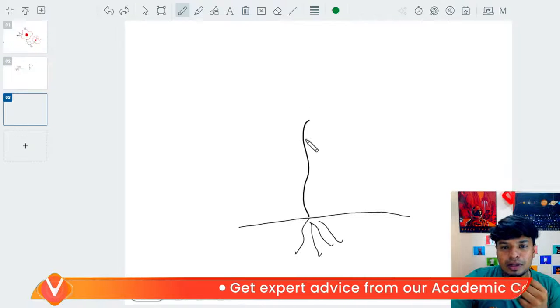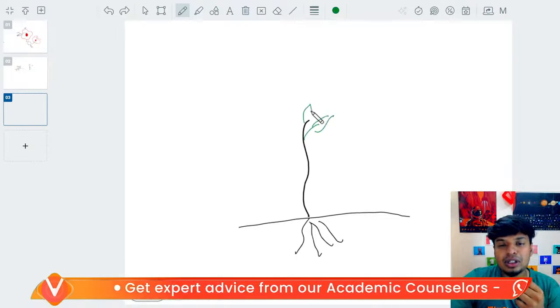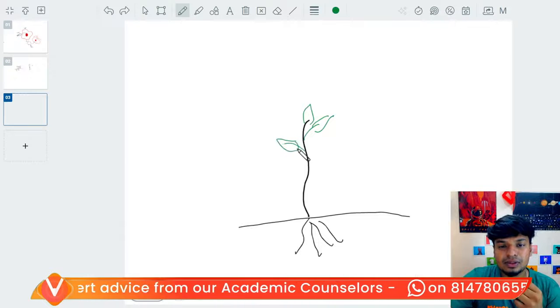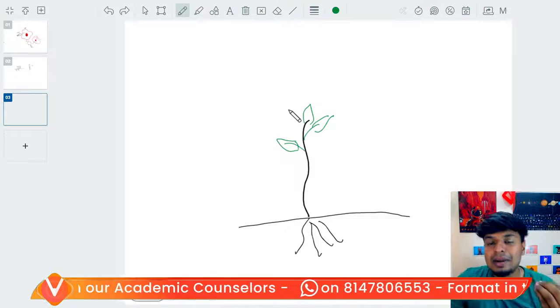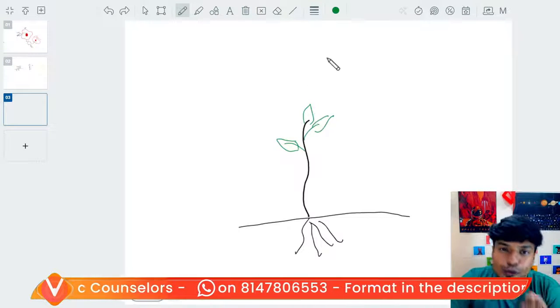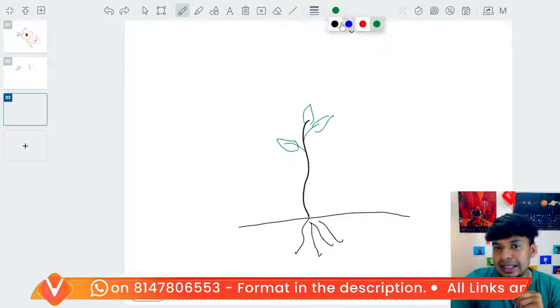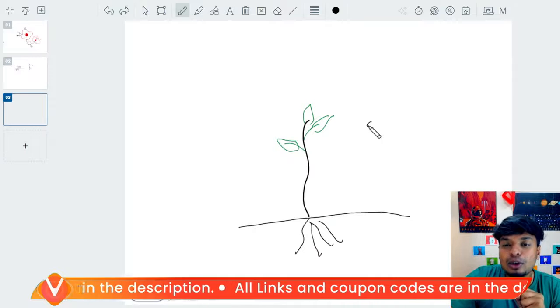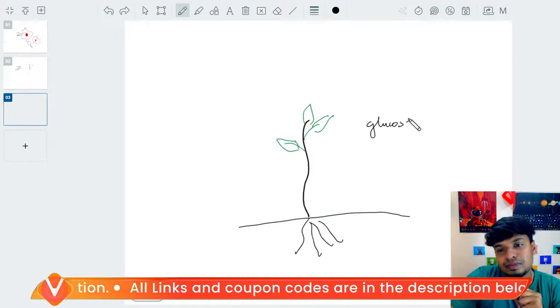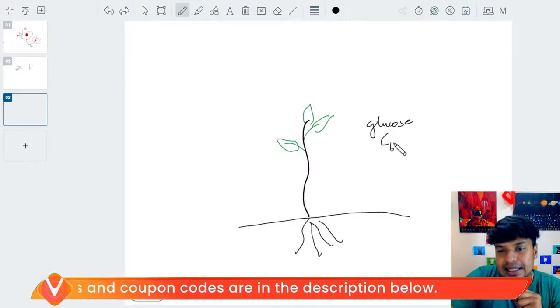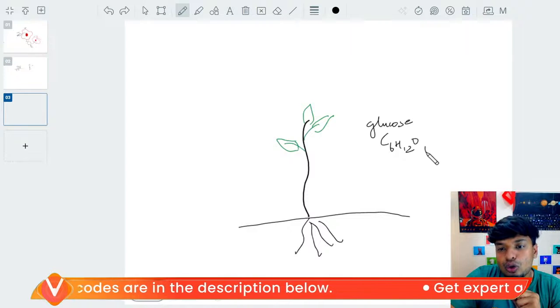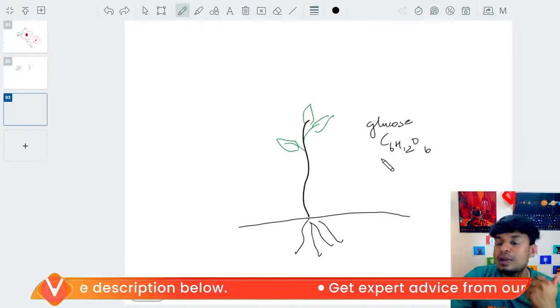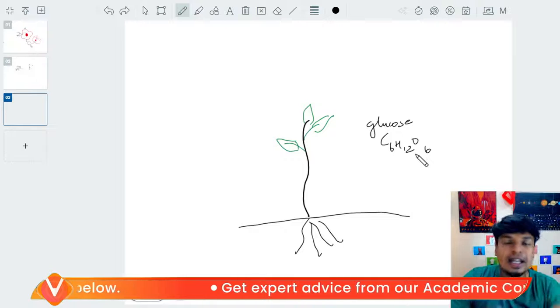A beautiful plant. Nitrogen cycle is very important, guys. Please listen. We all know that plants prepare their own food in the process of photosynthesis. What do they prepare in photosynthesis? They prepare glucose, which is C6H12O6. It's made up of 6 atoms of carbon, 12 atoms of hydrogen, and 6 atoms of oxygen.